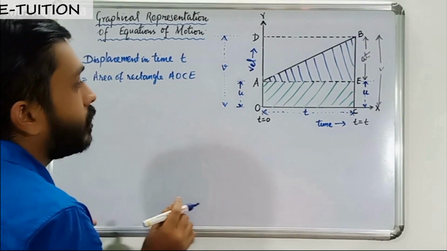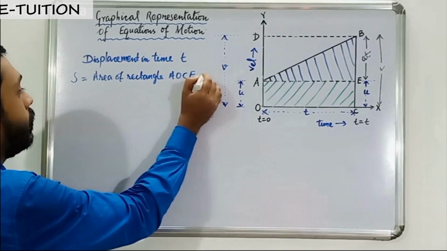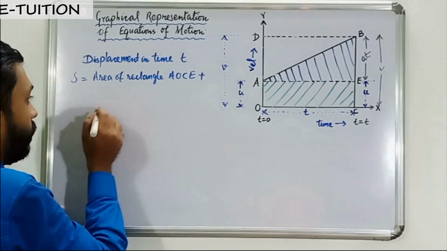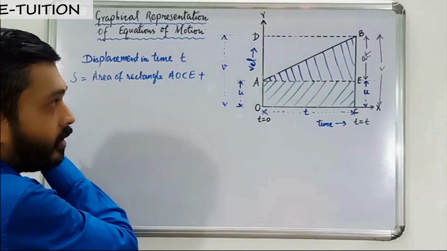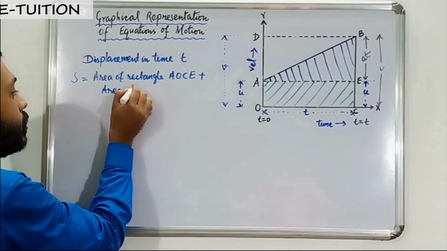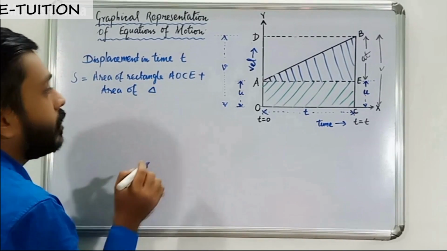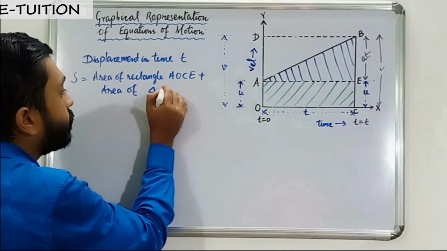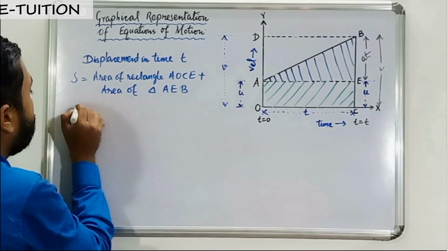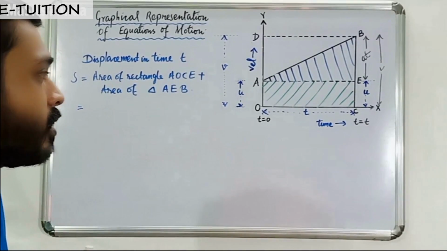AOCE plus area of the triangle AEB. How much is the area of the rectangle AOCE?